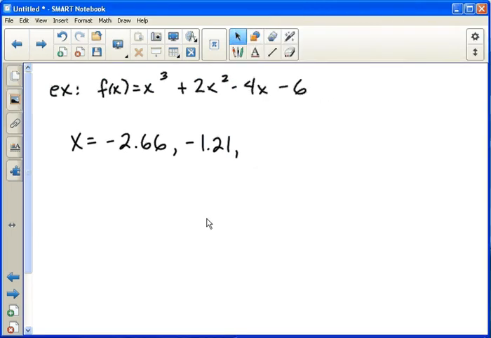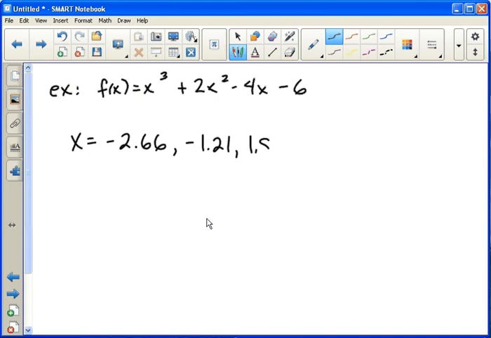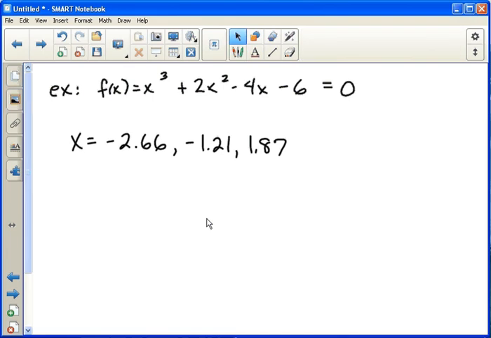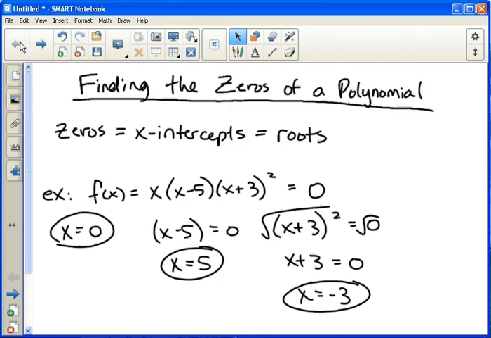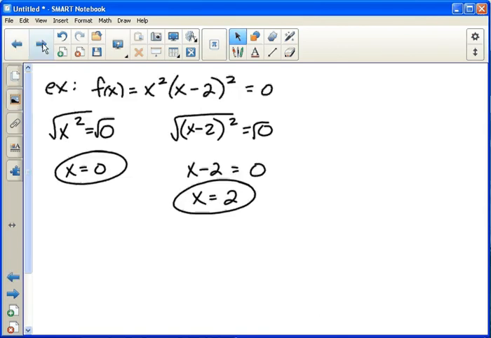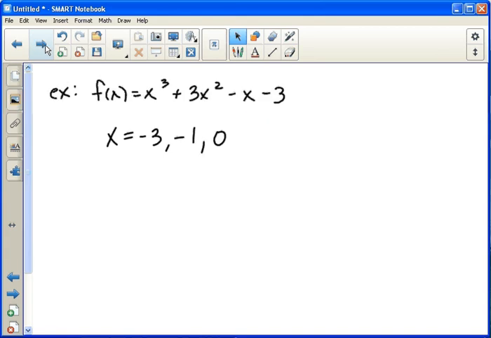So those are our 3 x values where the function equals 0. So this is where this function is equal to 0. It's also called the x-intercepts or the roots. So that's how you can do it. Again, if it's factored, which we had in our first 2 examples, or you can easily factor it, then you can do it by hand. If it's not easily factored or impossible to factor, then you can do it in the calculator, as I showed you here.